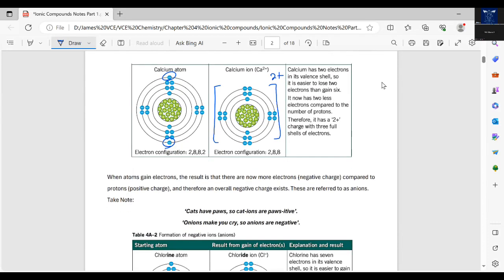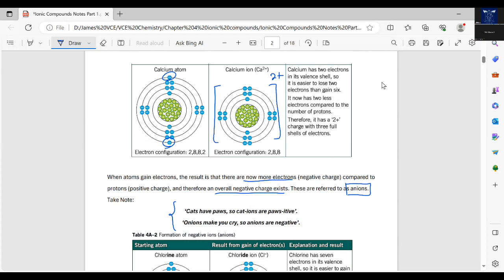When atoms gain electrons, the result is that now there are more electrons, negative charges. Therefore, their overall charge is negative. So they are called anions. This is a way to remember if you always get confused between anion and cation, because anions and cations are important terms. In unit 3, when we are focusing on galvanic cells and electrolytic cells, you will see cation and anion very commonly. So you must always keep in mind that cat has paws, so that means cation is positive. It's just a way to remember.